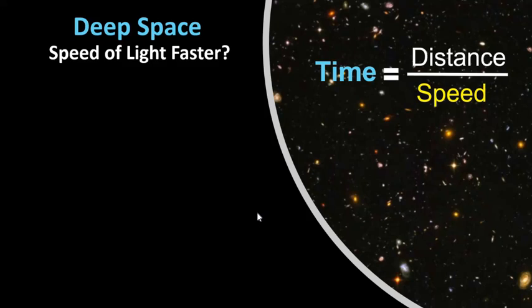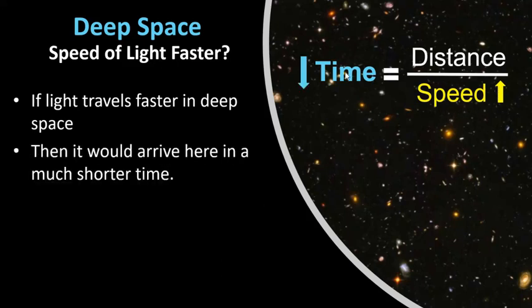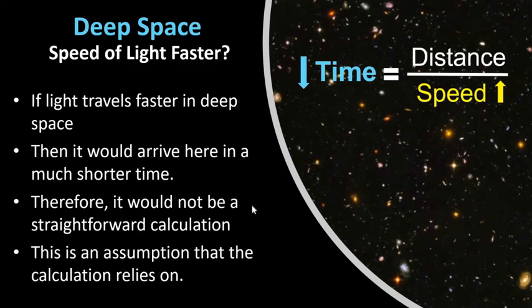So, deep space, speed of light faster? If light travels faster in deep space, the speed value goes up, which means it would arrive here in a much shorter time. With speed going up, that means time would go down in our formula. Therefore, it would not be a straightforward calculation. This is an assumption that the calculation relies on.